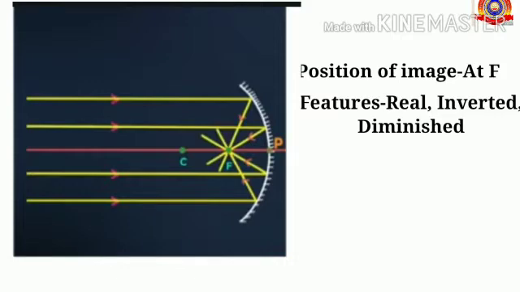So let's see what the features of the image formed are when the object is placed at infinity. Here the image is real, inverted and diminished. Diminished means it is point size, that is, small in size.